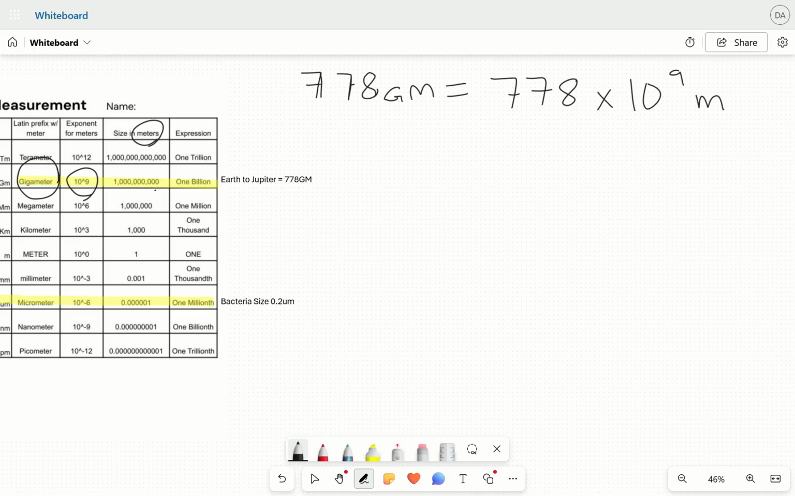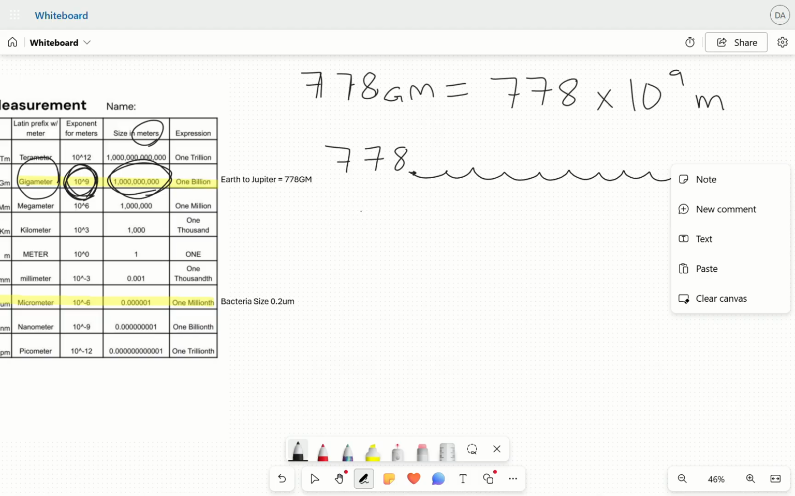Now, I want to be able to get the long form of the distance in meters. So this is what we're going to do. We're going to start off by writing 778, and we're going to put that decimal place, even though it's invisible, right there. Now, we're going to identify that we need to go 9 jumps. So I know I have to go 9 jumps because that's the exponent. So I'm going to go 9 jumps over. 1, 2, 3, 4, 5, 6, 7, 8, 9. And now this is the new spot of my decimal place.